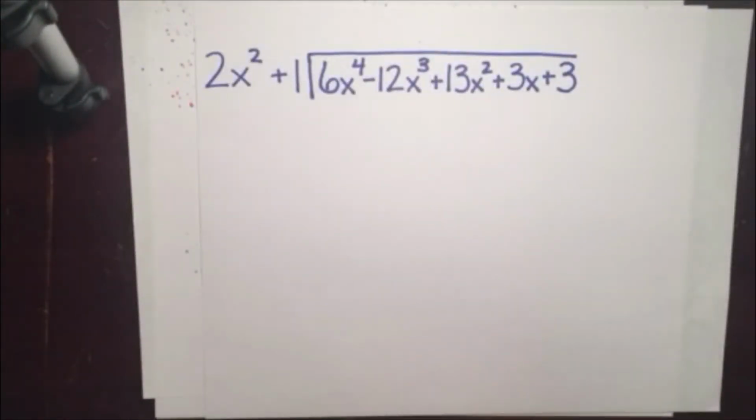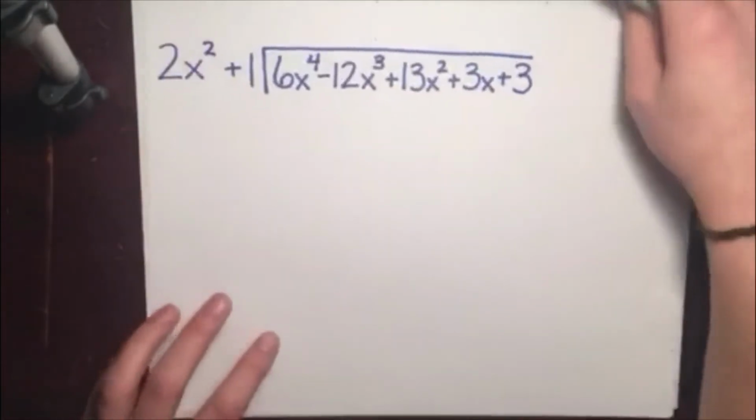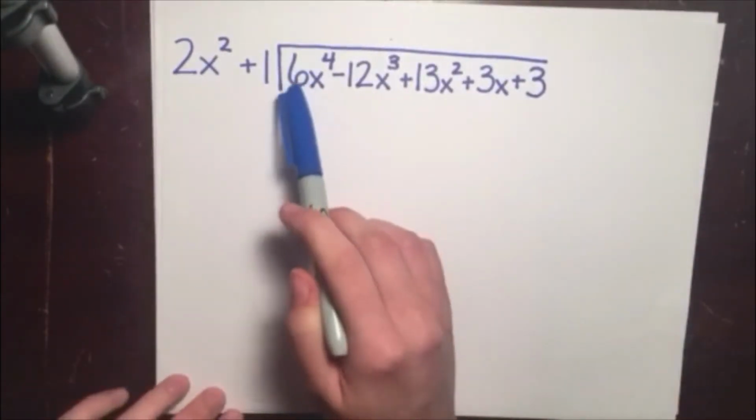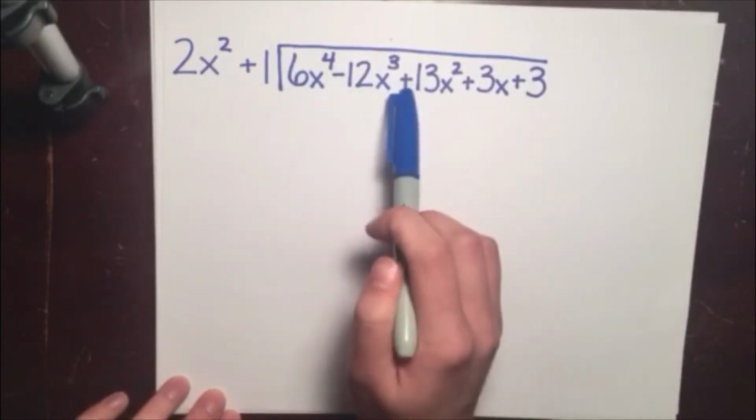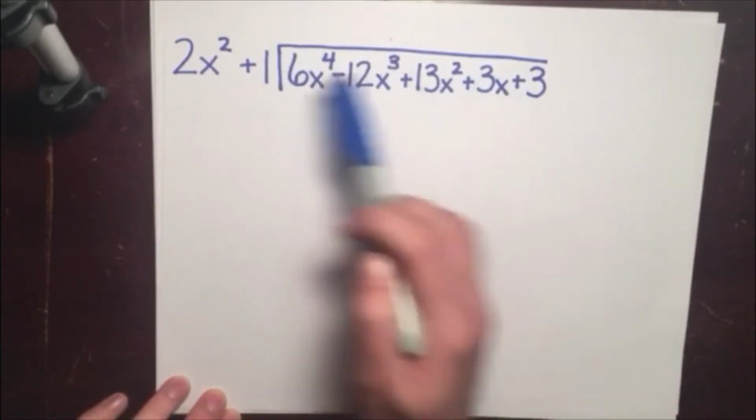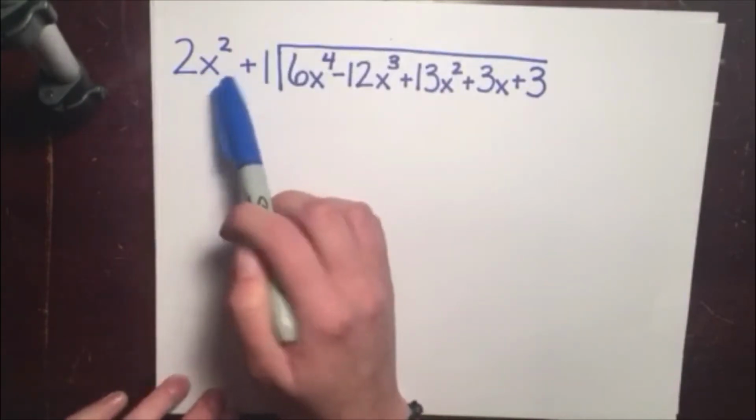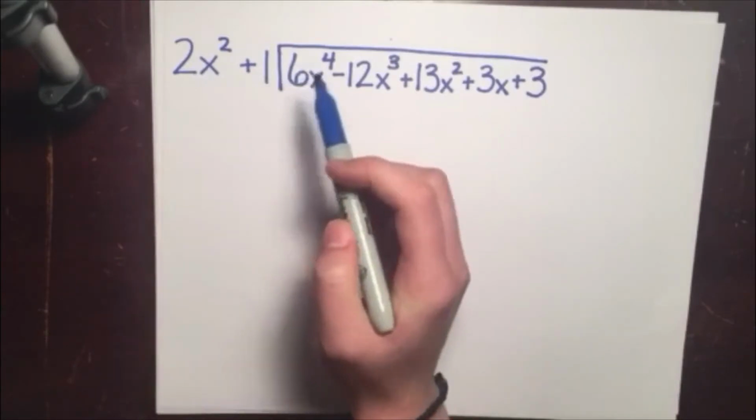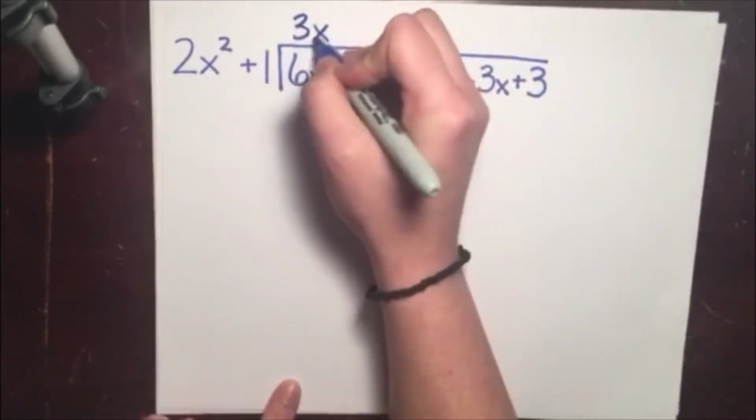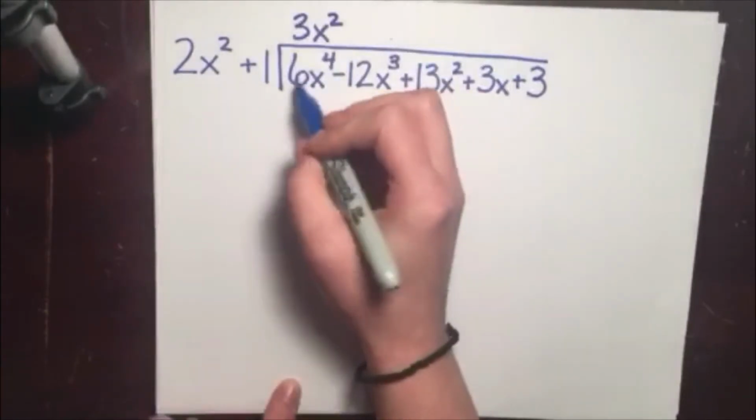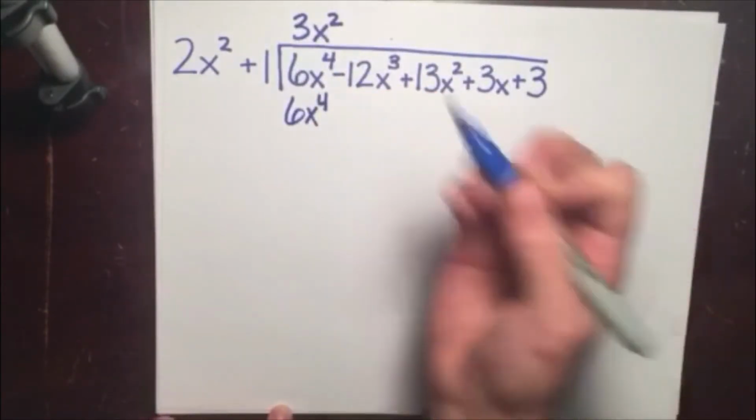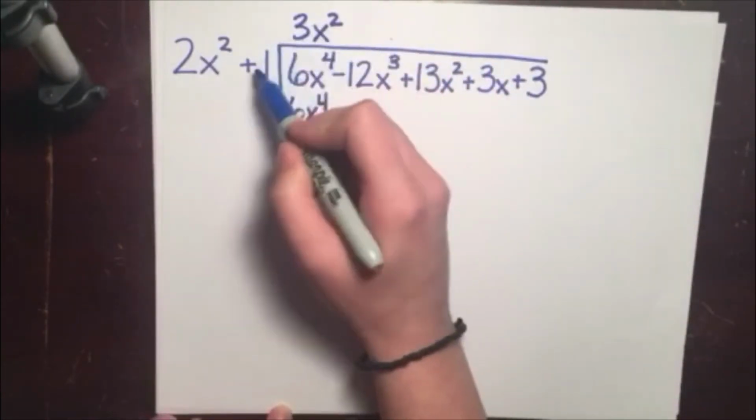This is the toughest problem in this set that I'm doing. All right, so we have 6x to the fourth minus 12x cubed plus 13x squared plus 3x plus 3, all divided by 2x squared plus 1. All right, so how many times can 2x squared go into 6x to the fourth? 3x squared times. Multiply out, we get 6x to the fourth.